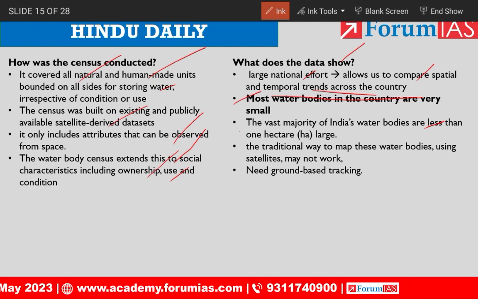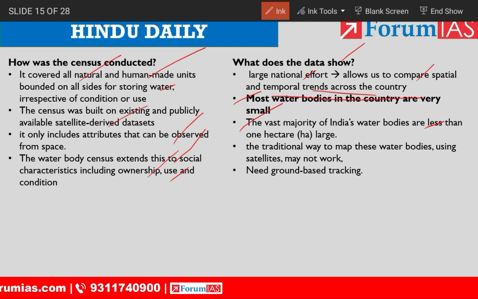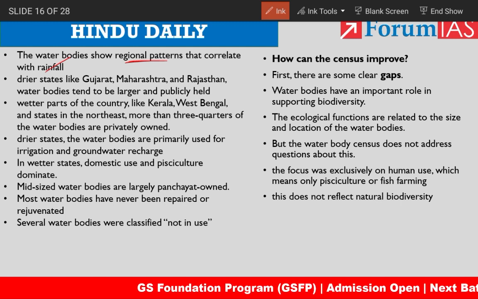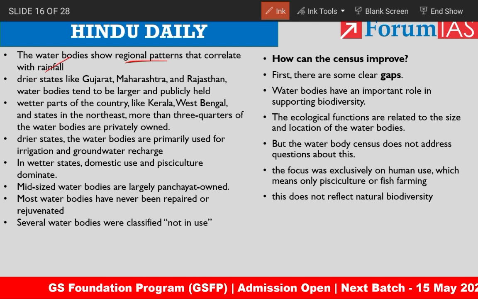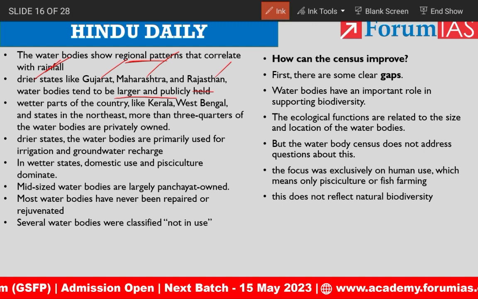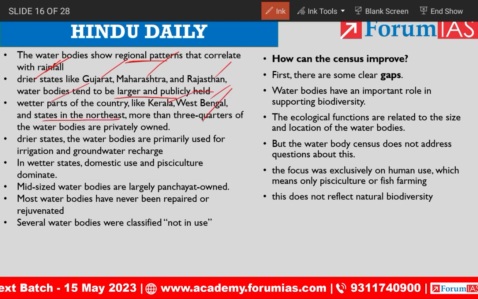So traditionally, how were these water bodies marked? They were marked using satellites, but the scientists and experts feel this will not work any further. So they're saying we need ground-based tracking. So what did they find here? The water bodies show regional patterns that correlate with rainfall. So based on rainfall, water bodies are managed and used across India. In drier states like Gujarat, Maharashtra, Rajasthan, the water bodies are very large and they are publicly held. In wetter parts like Kerala, West Bengal, and states in the Northeast, three-fourths of the water bodies are privately owned.